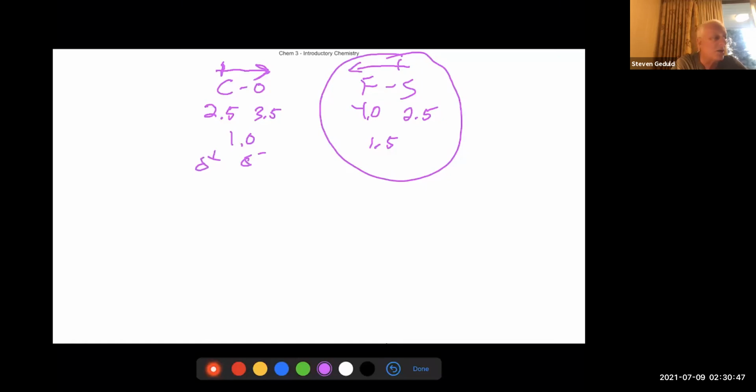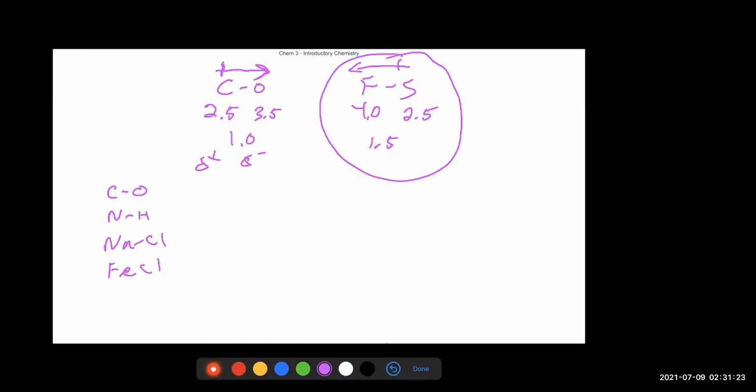Okay, let's do a couple examples from your book here. They said, find the electronegativity between each of the atoms and call the bond polar, covalent, or ionic. Okay, first one is carbon, oxygen. What's the value of carbon? I put the bonds down here. All right, there's your bonds.